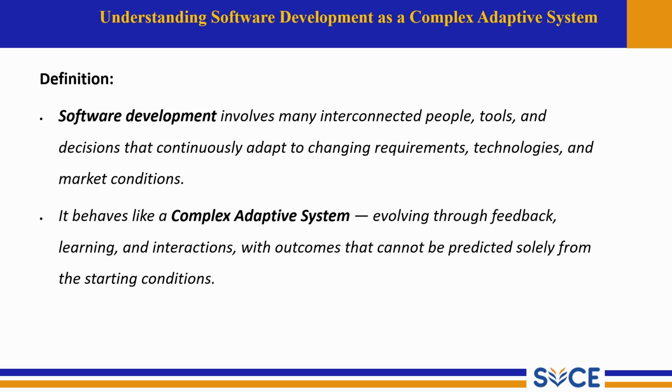So, for this definition, software development involves many interconnected people, tools and decisions that continuously adapt to changing requirements, technologies and market conditions. It behaves like a complex adaptive system, evolving through feedback, learning and interactions, with outcomes that cannot be predicted solely from the starting condition.